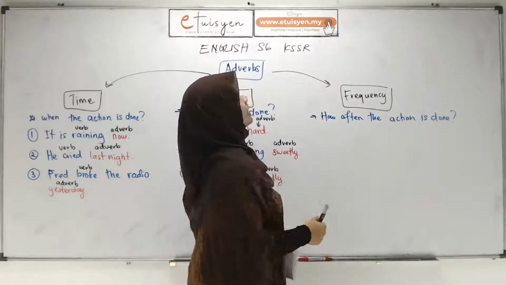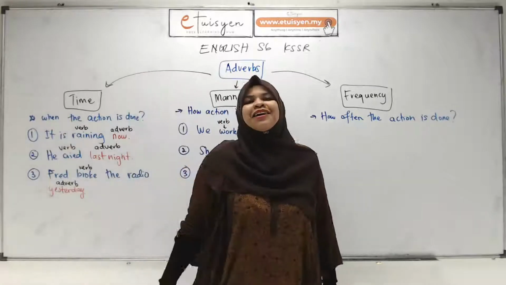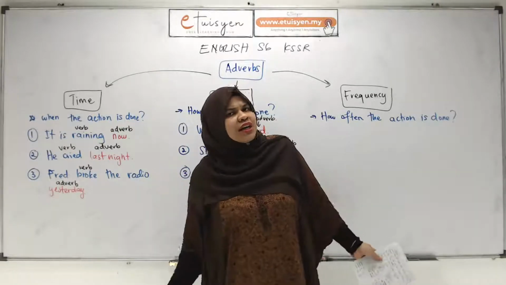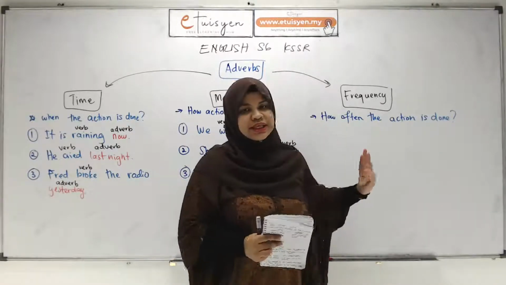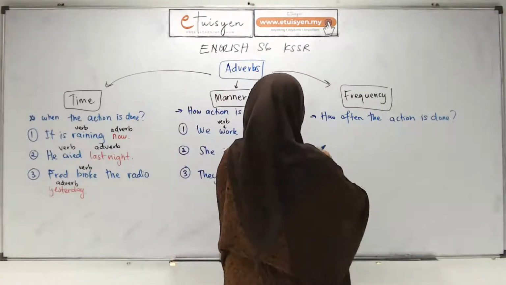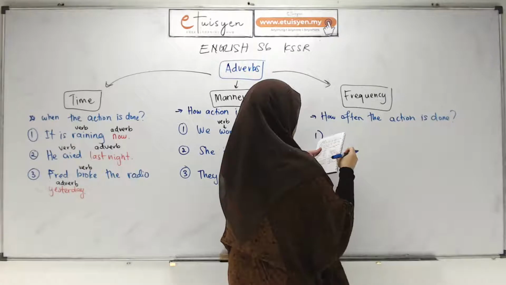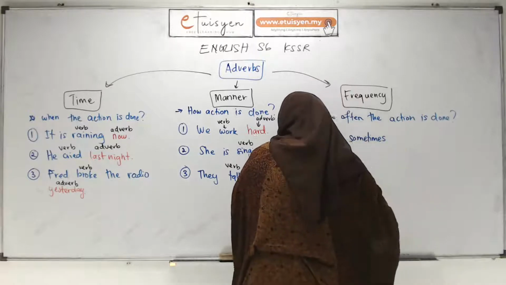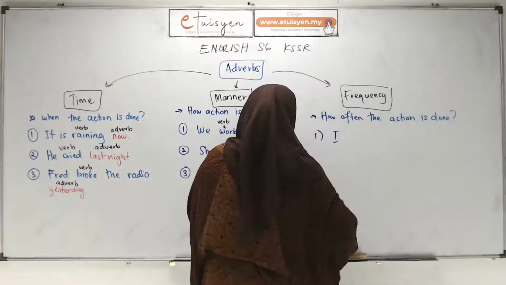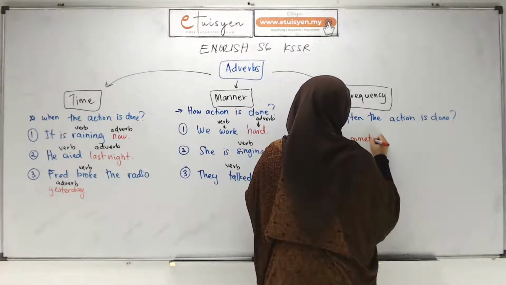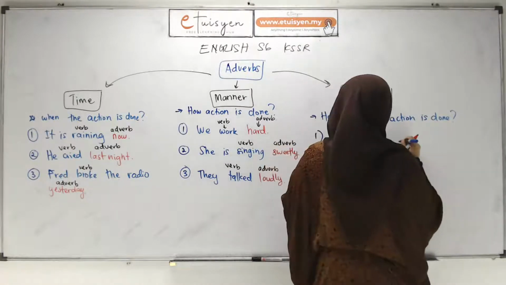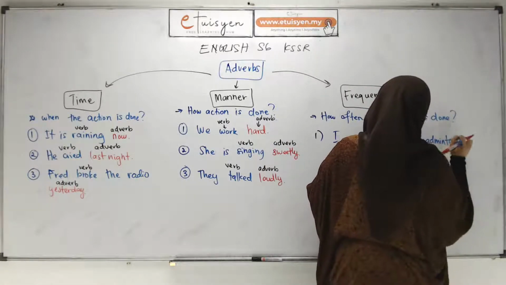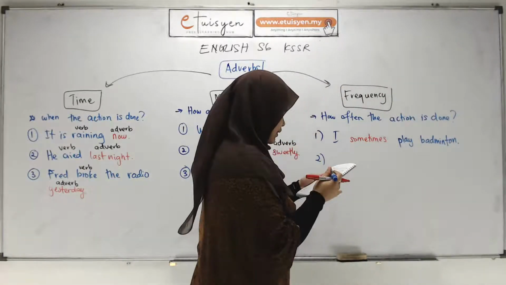Jarang-jarang. Tiap kali aku nampak kau mesti tengah makan Maggi. Macam tu, lebih kurang that kind of that, like how often? Berapa kali dalam sehari? Macam itulah. Okay, so frequency. Now, contoh-contohnya. How to use it in a sentence. Here, I sometimes play badminton. Okay, let me write 2 more and then we go through it together.